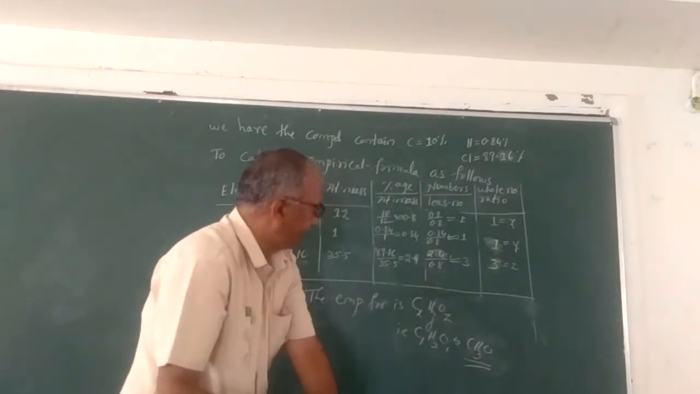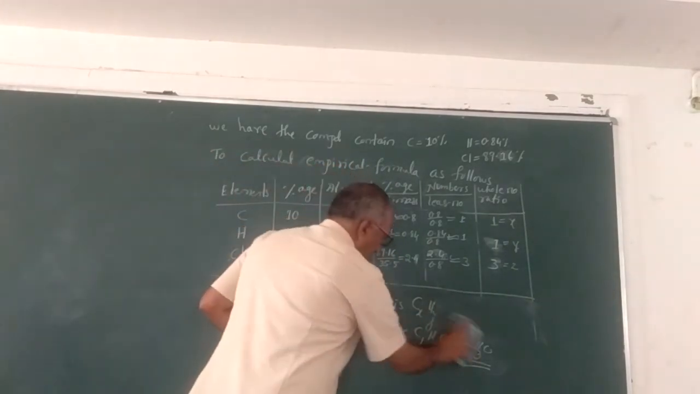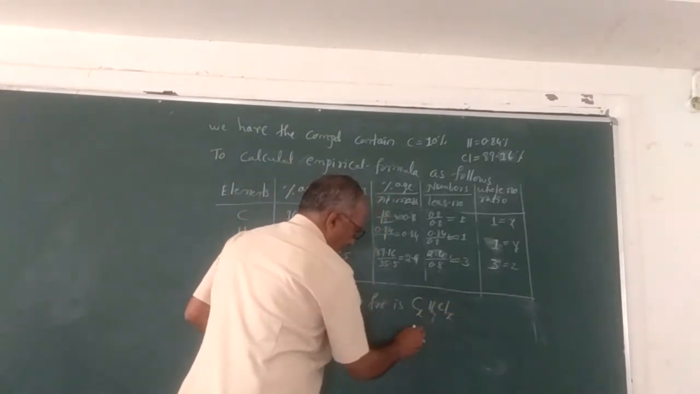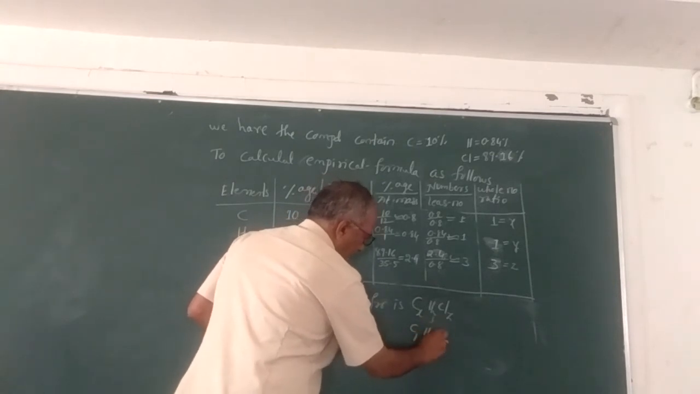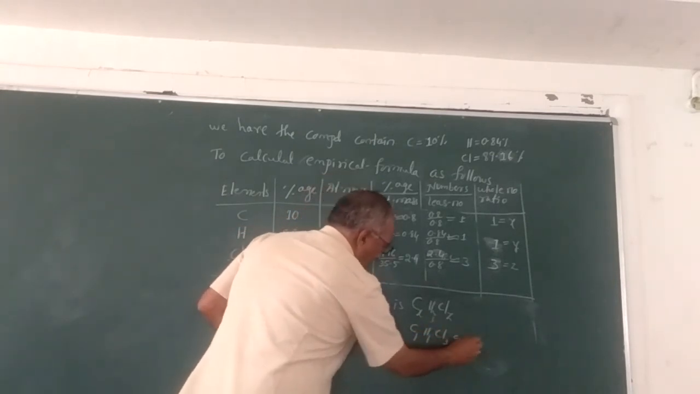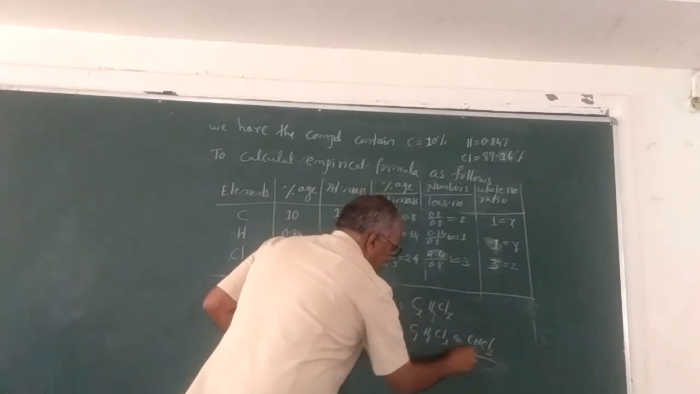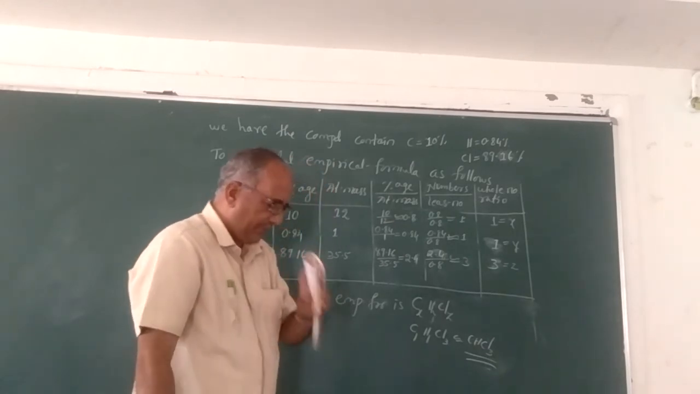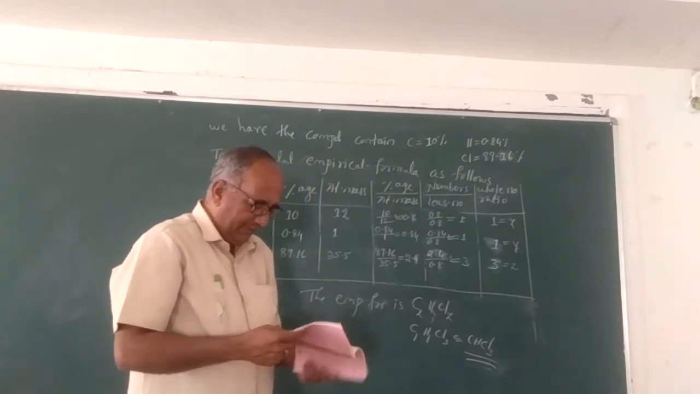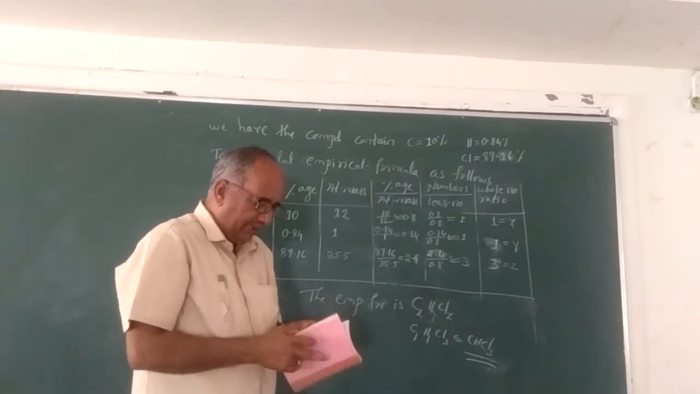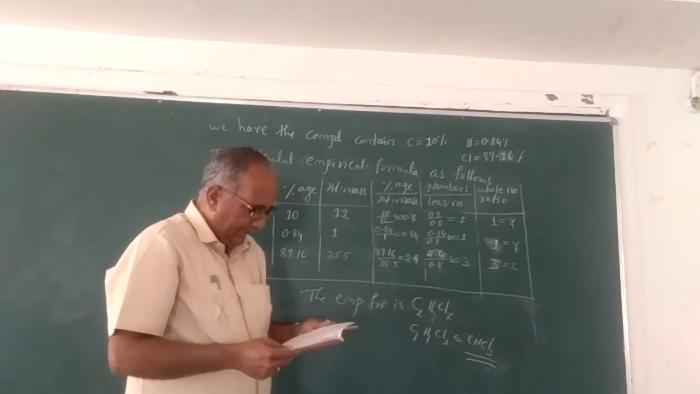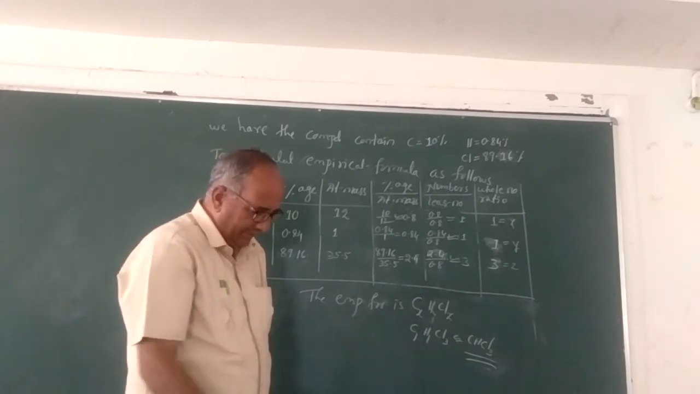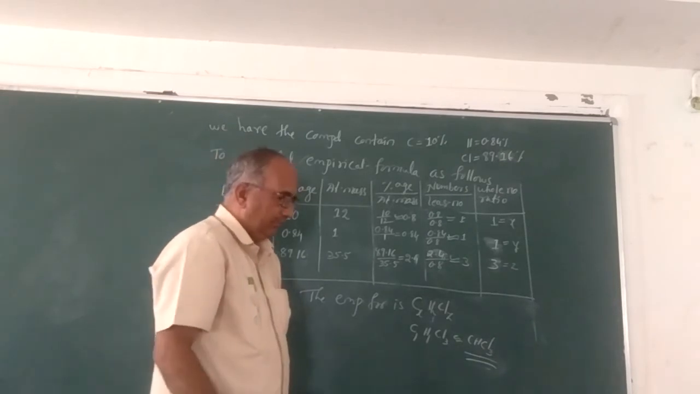Hence the empirical formula is C1 H1 Cl3 or I may write as CHCl3. This is the empirical formula of the compound. Okay, so these are some of the examples on the calculation of the empirical formula. Tomorrow we will see some of the best examples to calculate the molecular formula. Thank you.